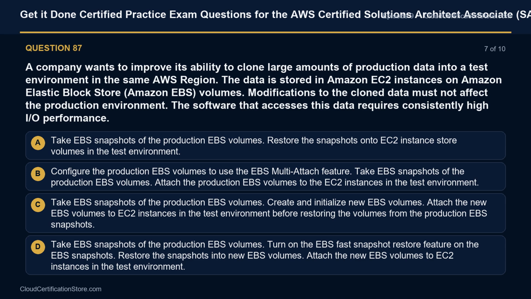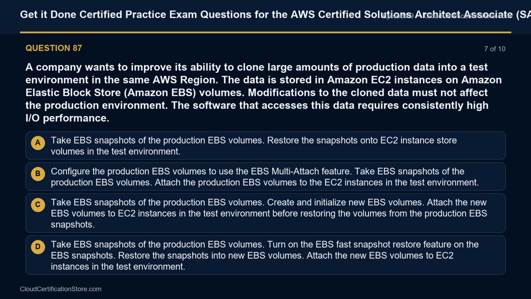Option A. Take EBS snapshots of the production EBS volumes. Restore the snapshots onto EC2 instance store volumes in the test environment. Option B. Configure the production EBS volumes to use the EBS Multi-Attach feature. Take EBS snapshots of the production EBS volumes. Attach the production EBS volumes to the EC2 instances in the test environment.